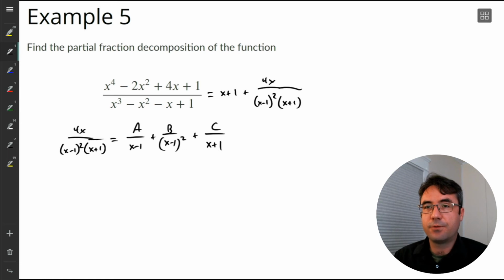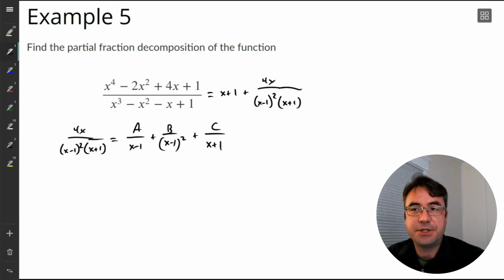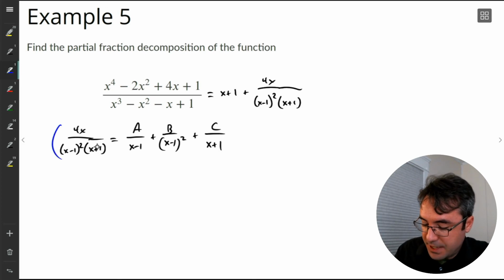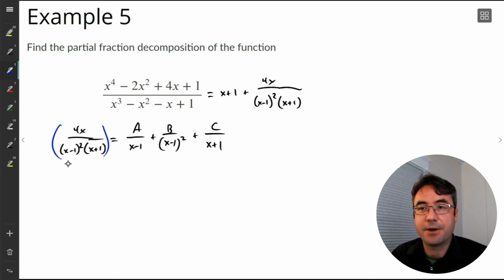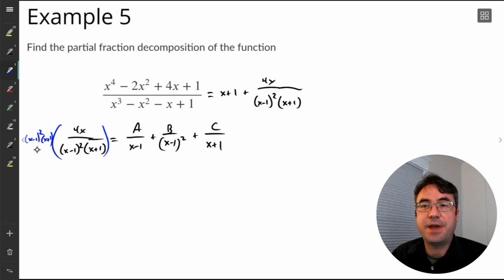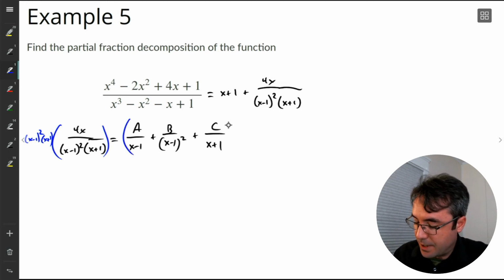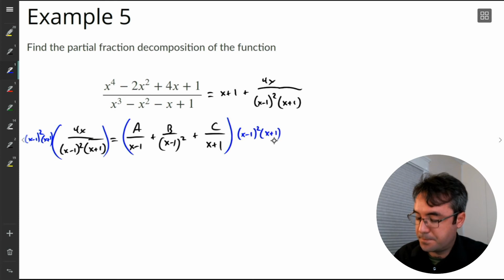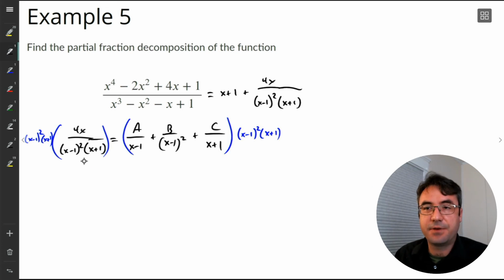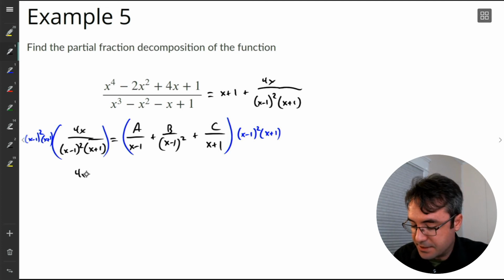All right, so we've written out the format for our decomposition. Now we're going to go through and multiply both sides by our denominator. It's helpful to use the factored version, so let's multiply on the right here. And everything on the left is going to cancel very nicely. We're just going to have a 4x left.